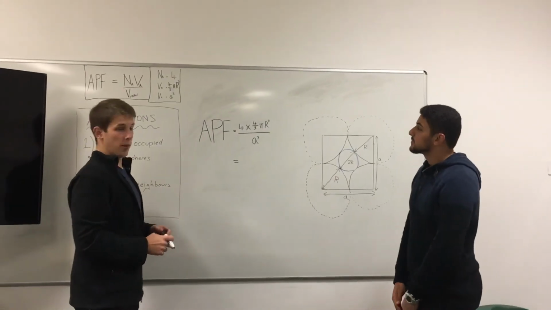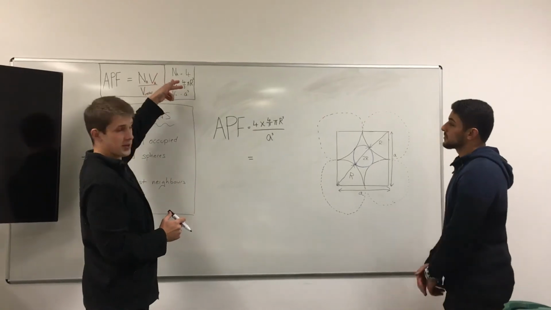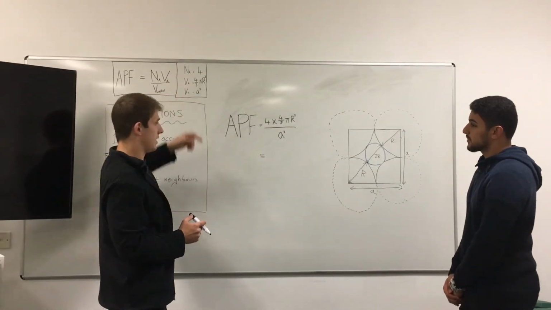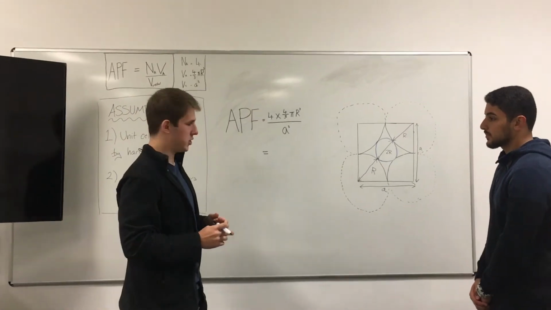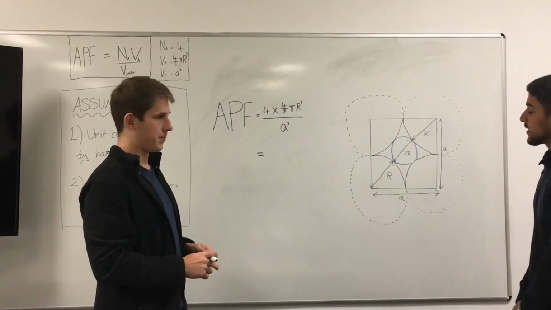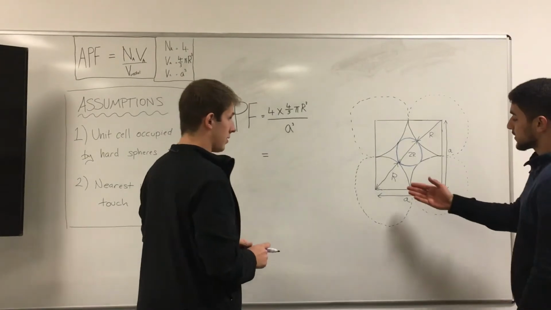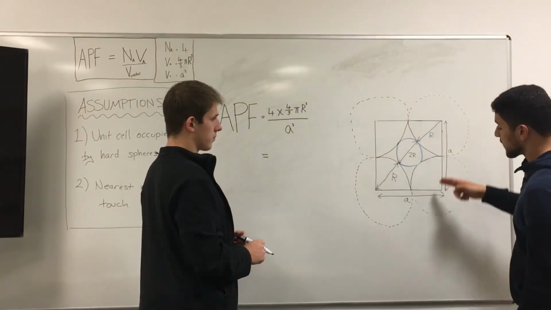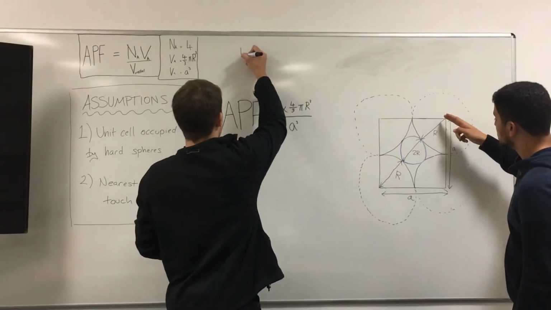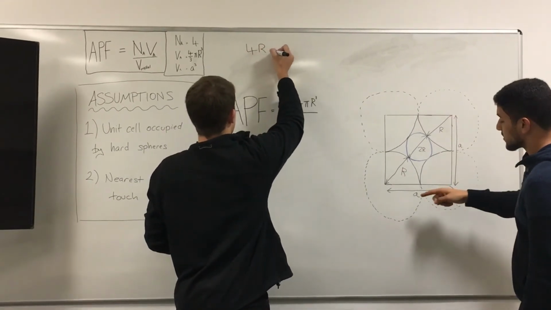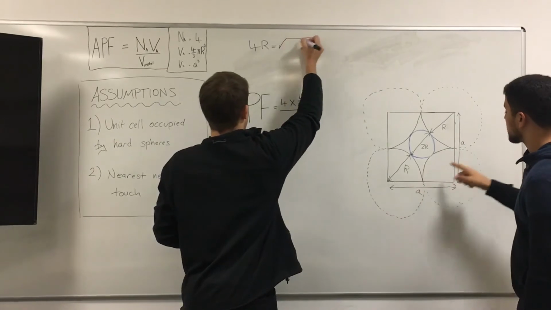Okay, so now we have a problem. Our Va is in terms of r, and our Vc is in terms of a. In order to simplify our calculation, we need to find a relationship between a and r. This can be done easily by looking at our diagram and looking at the triangle over here. We can see that for 4r, across the diagonal is equal to, from Pythagoras, the square root of a squared plus a squared.